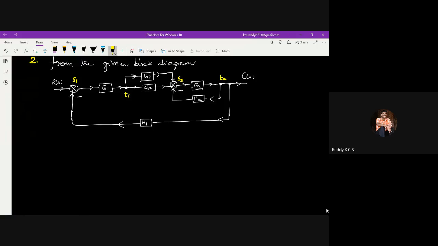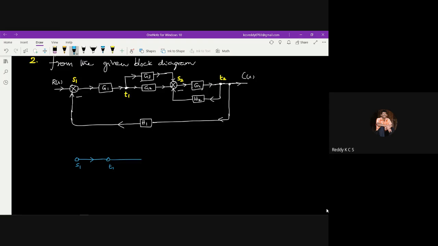So first and foremost, I'll write summing point 1 as the first node. Then after the summing point, in the same sequence I need to write takeoff point 1.